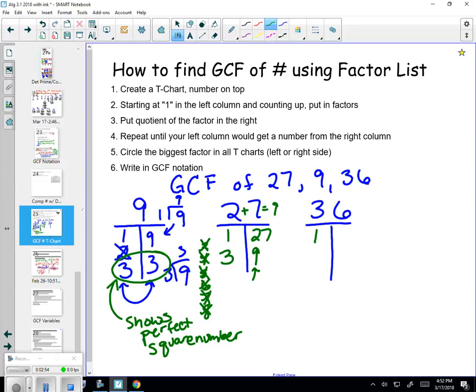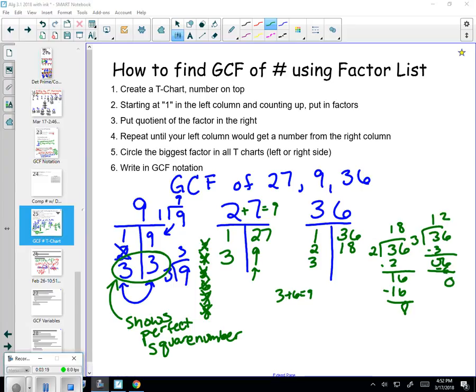36, 1 times 36. It is even, so 2 goes in. I need to find 36 divided by 2. We subtract, and we get 18. Notice no remainder. Our divisibility rule worked. We need to try 3. 3 plus 6 equals 9. 3 goes into 9, so I have to try dividing by 3. We find that it goes in 12 times.